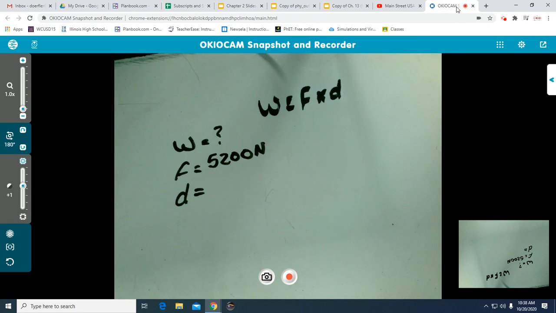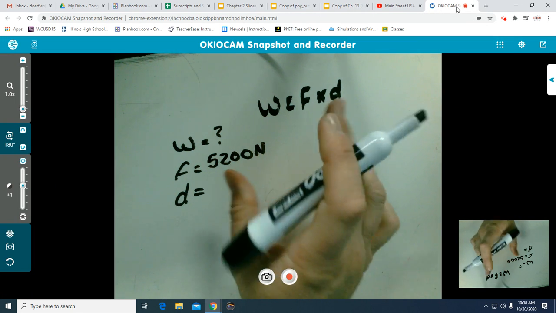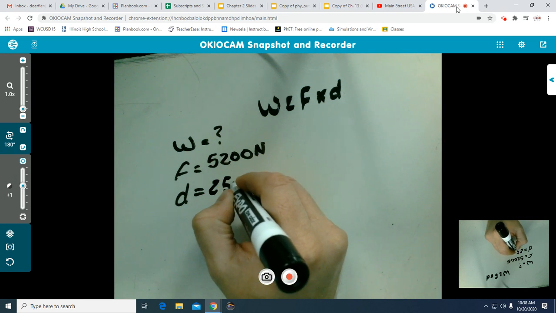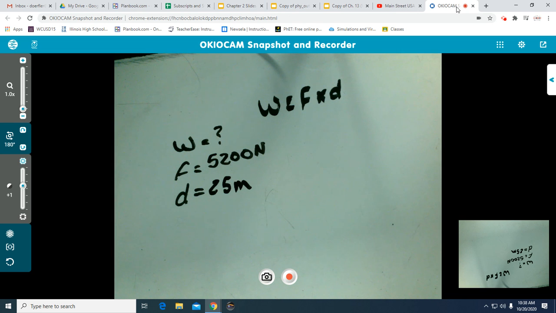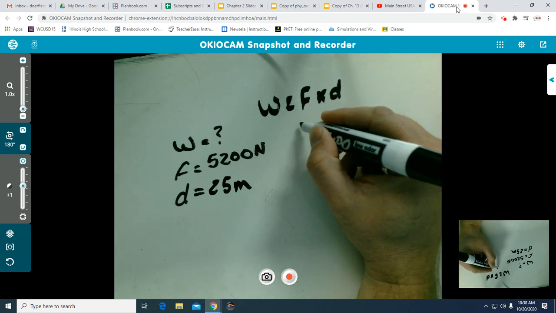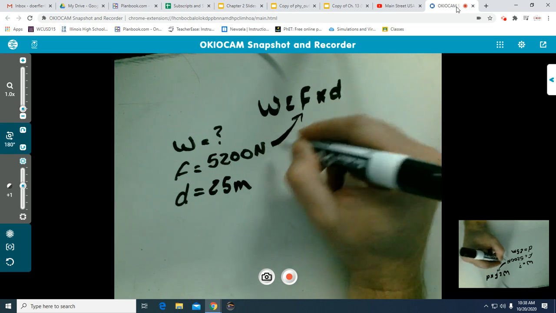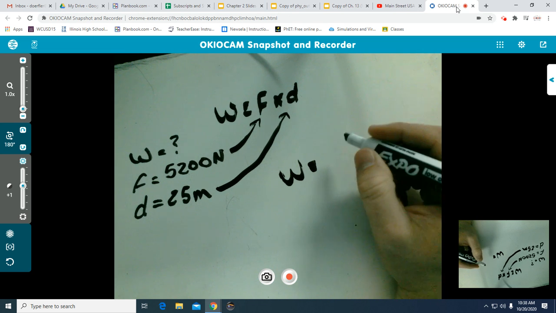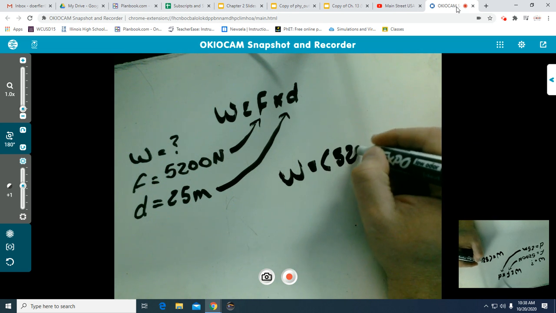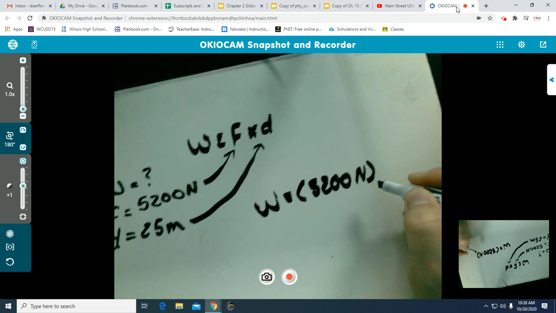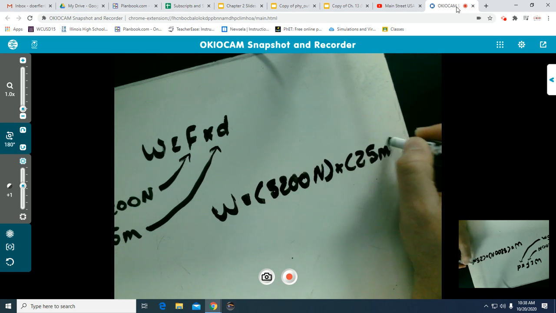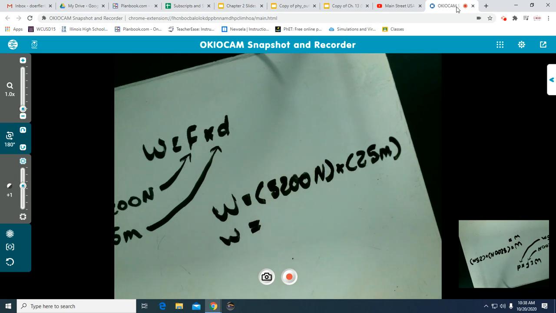Yep. That girder needs a force of 5,200 newtons to lift it, and it travels 25 meters. So when we put these values into our equation, work is equal to 5,200 newtons times 25 meters. How much work is done?